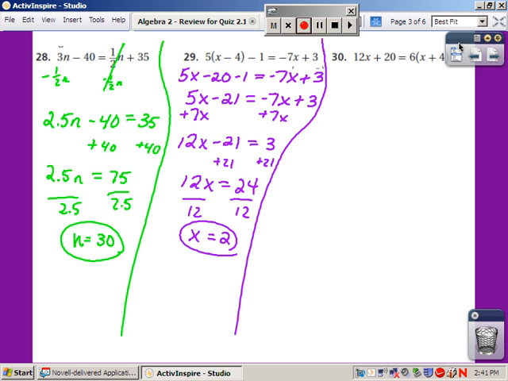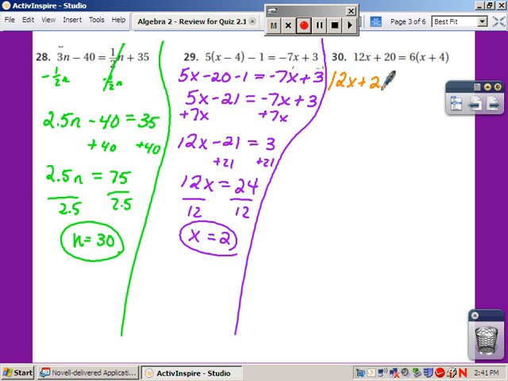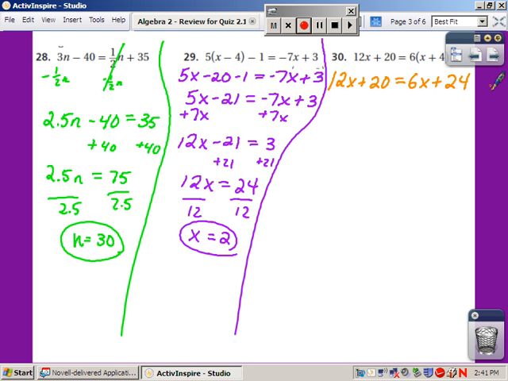This time, I see distributing here, nothing here really. So we have 12x plus 20 equals distributing 6x plus 24. Okay, I can get rid of this 6x. We have variables on only one side instead of two. I subtract the 20 away now, so that I have just a variable term now. And I divide by 6, so that I can get just the variable.